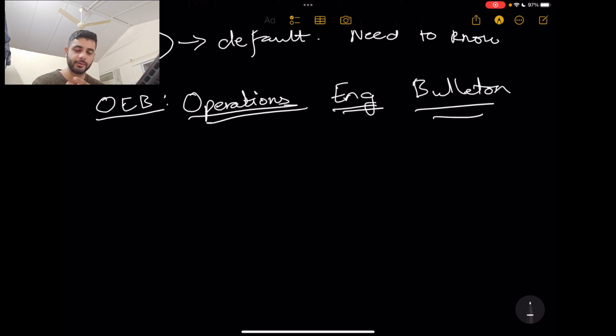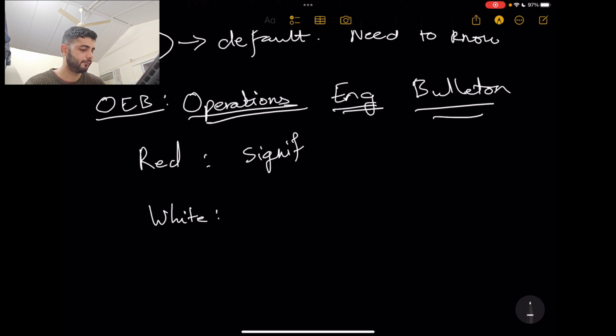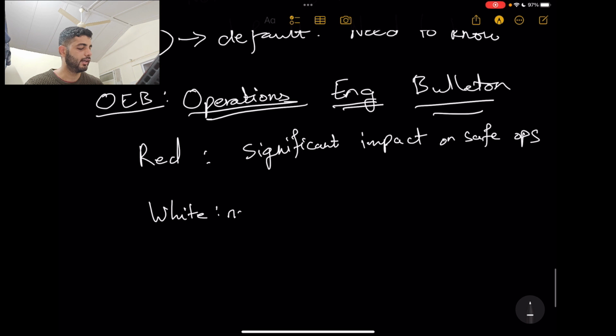Now you have two types of OABs. You have red OABs and you have white OABs. So what are red OABs, what are white OABs? Red OABs, again like abnormal and emergency, have significant impact on safe operation. And the white OABs do not have a significant impact on safe operation of the aircraft.